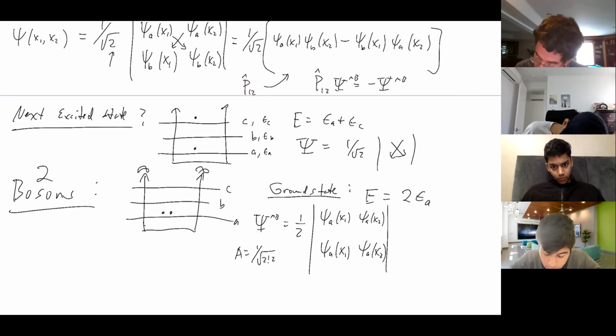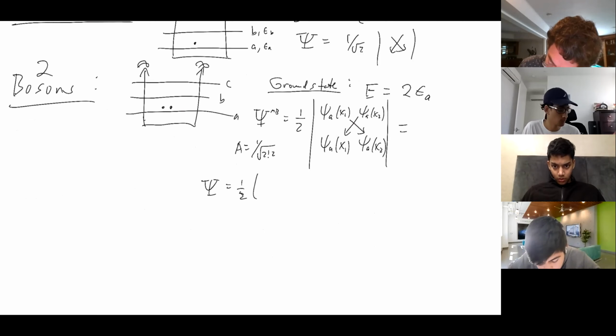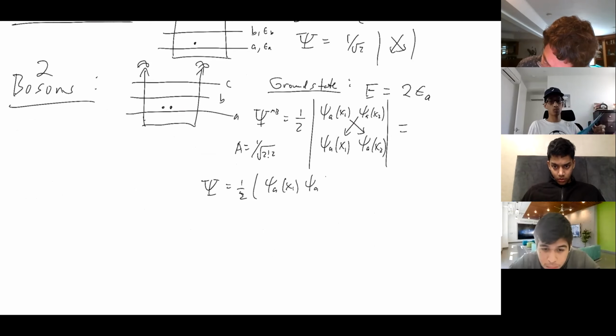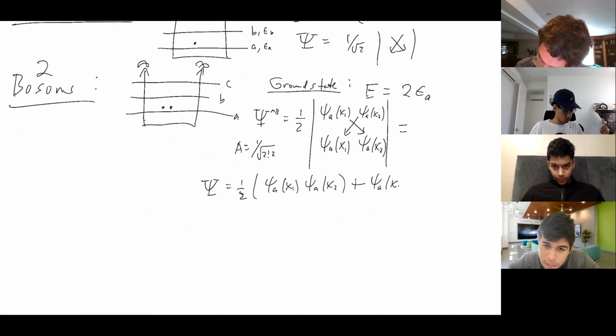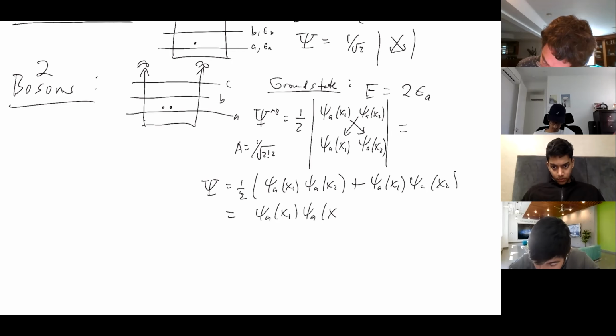I want you to see the pattern. Now when I multiply this out, instead of saying minus, I'm going to go plus. So this is going to be equal to 1/2 psi A x1 psi A x2 plus psi A x1 psi A x2. So it's just going to be psi A x1 psi A x2. That's the wave function.